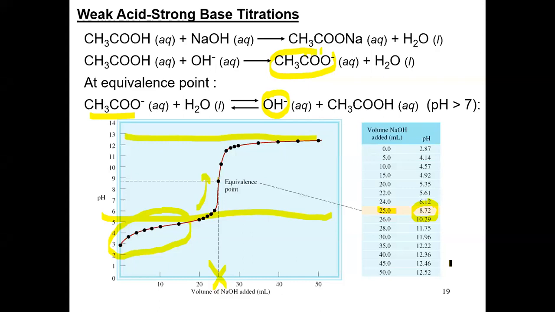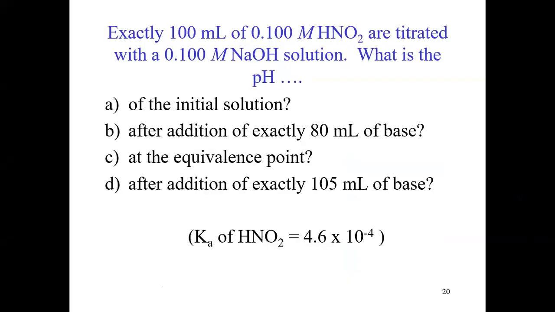Okay. All right. So let's come back here to our discussion about titrations. And here is the exercise that we're going to do next. This is going to take a little while here. I'll take most of the rest of the session here. So let's say that exactly 100 milliliters of 0.100 molar HNO2, and you might not remember what that is, but it's called nitrous acid, are titrated with a 0.100 molar NaOH solution. What is the pH? A, of the initial solution. B, after addition of exactly 80 milliliters of base. C, at the equivalence point. And D, after addition of exactly 105 milliliters of base.